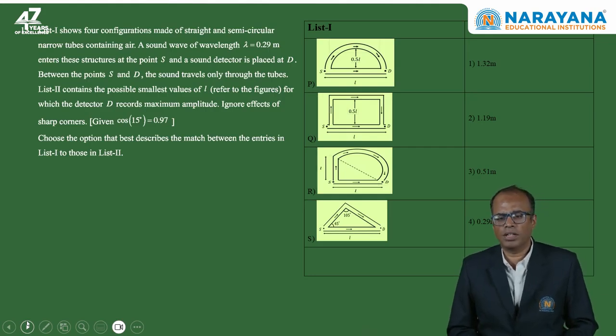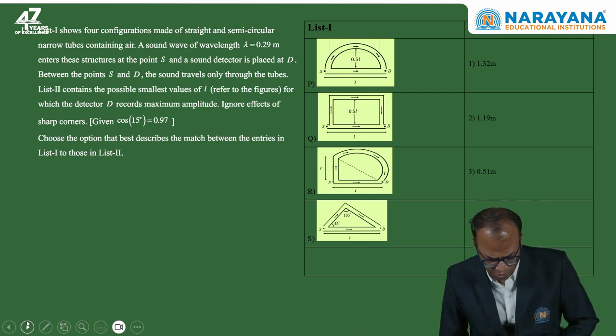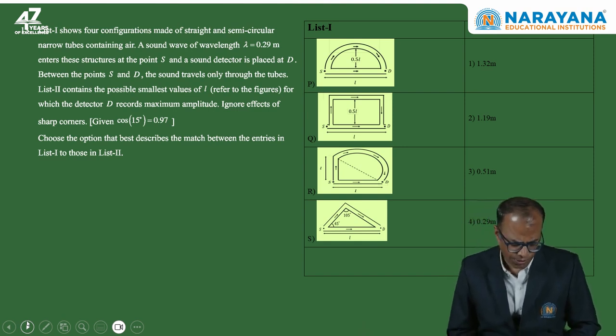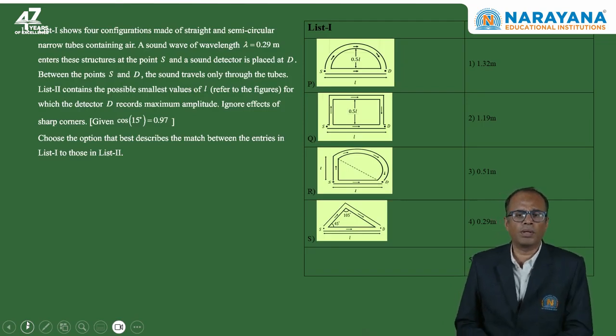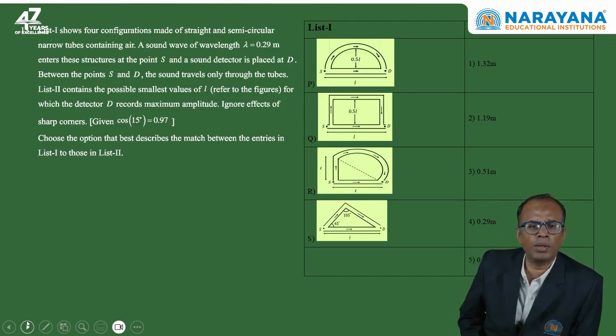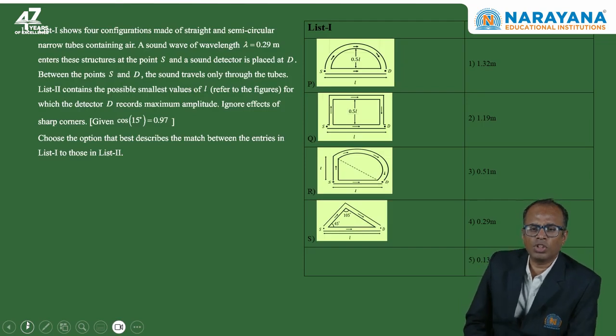This question is again going to bring challenges for us because this question is having a lot of tricky data and calculation. Anyways, we'll solve it. List 1 shows 4 configurations made of straight and semicircular narrow tubes containing air. A sound wave of wavelength lambda is equal to 0.29 meter enters these structures at point S, and a sound detector is placed at D. So this is about interference.